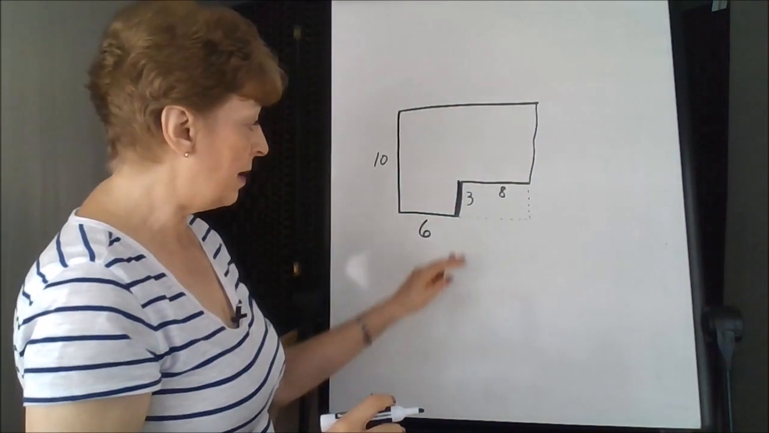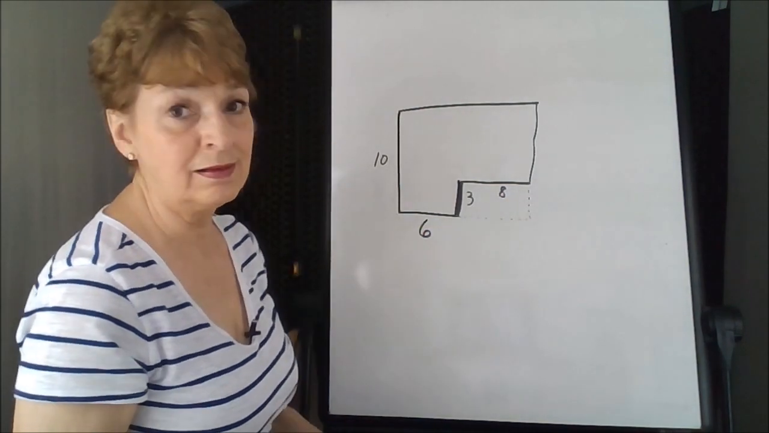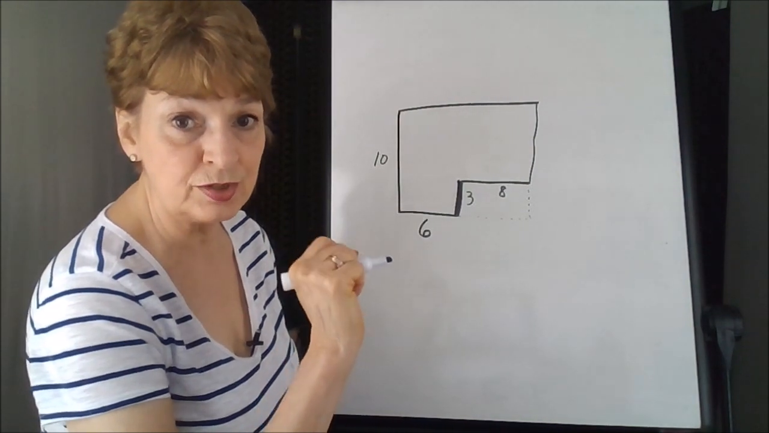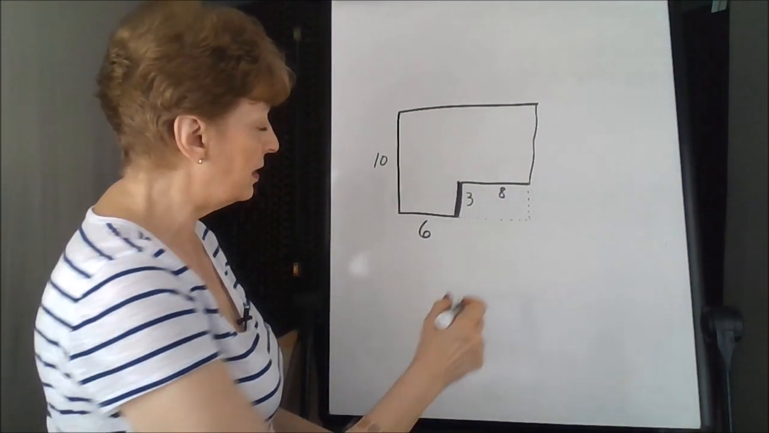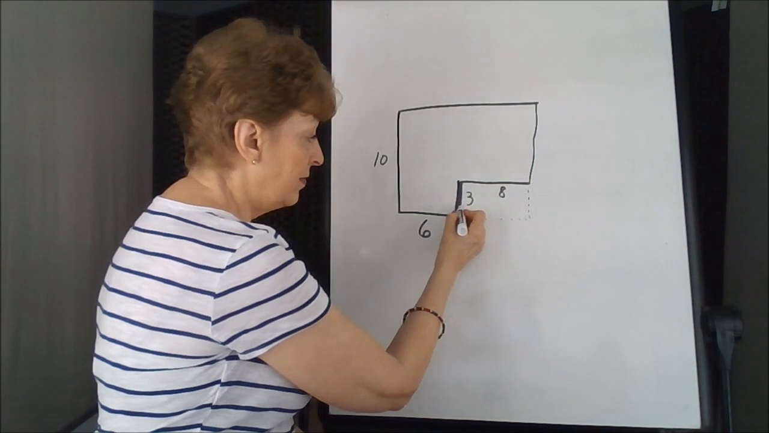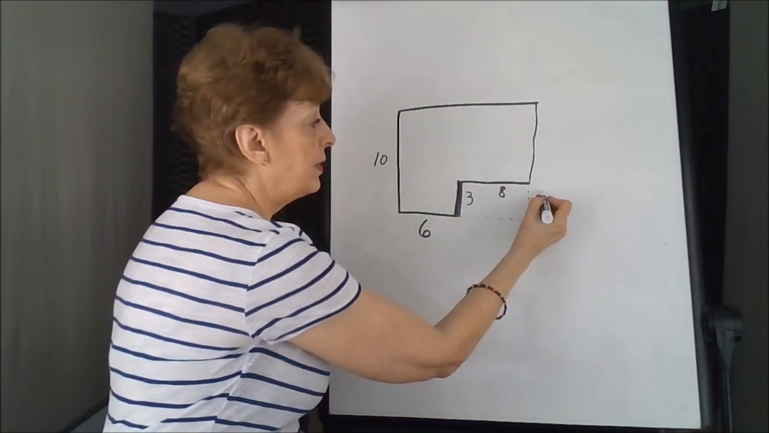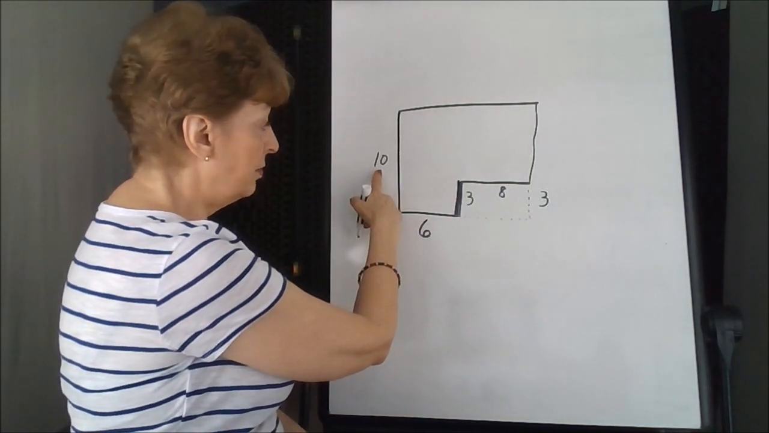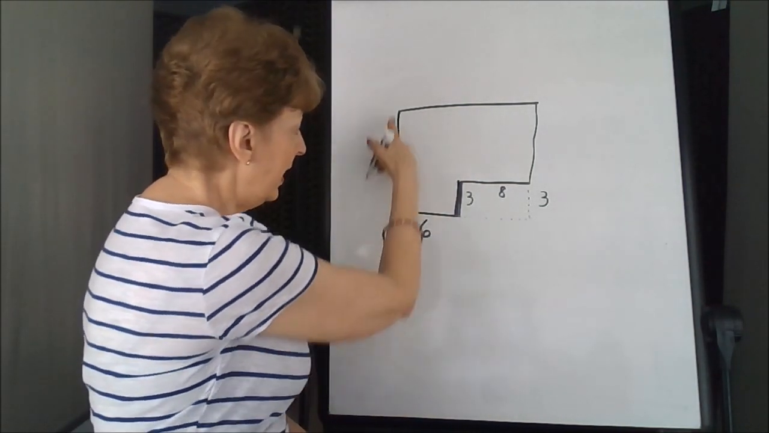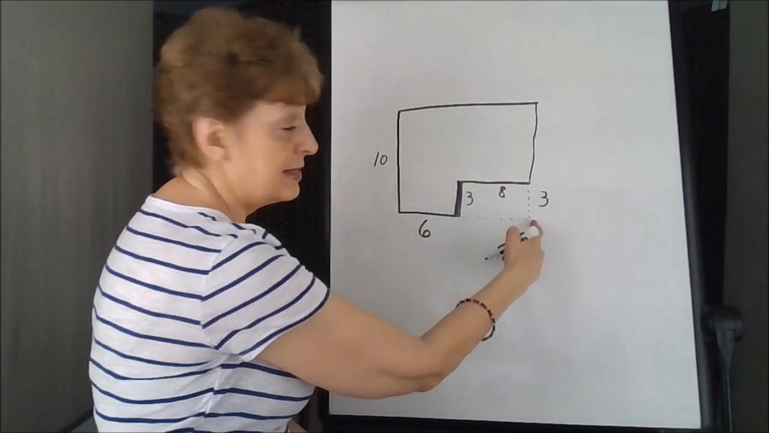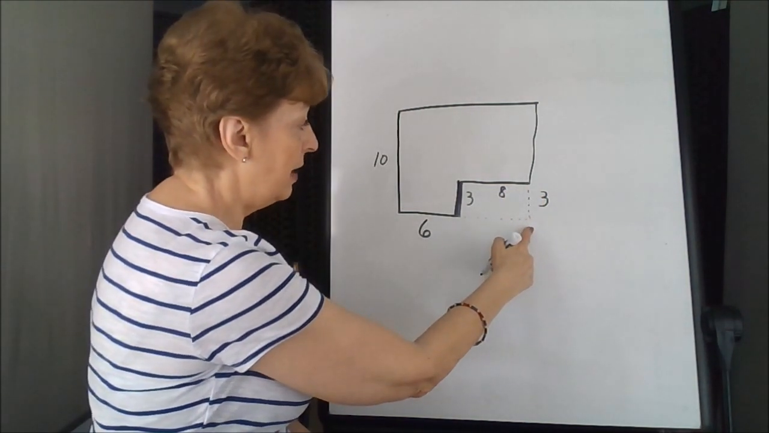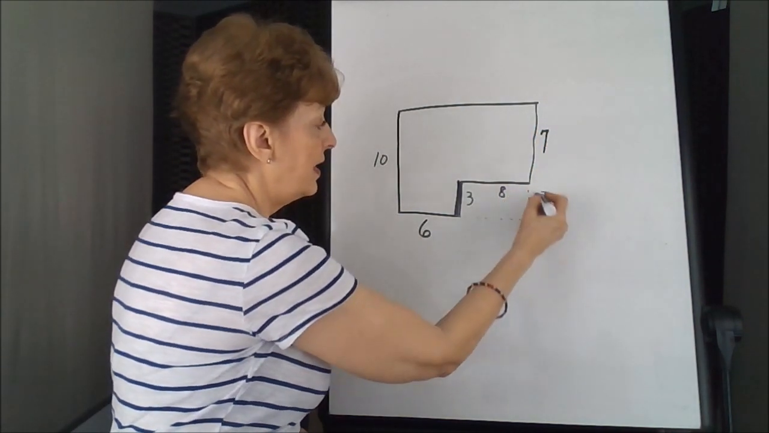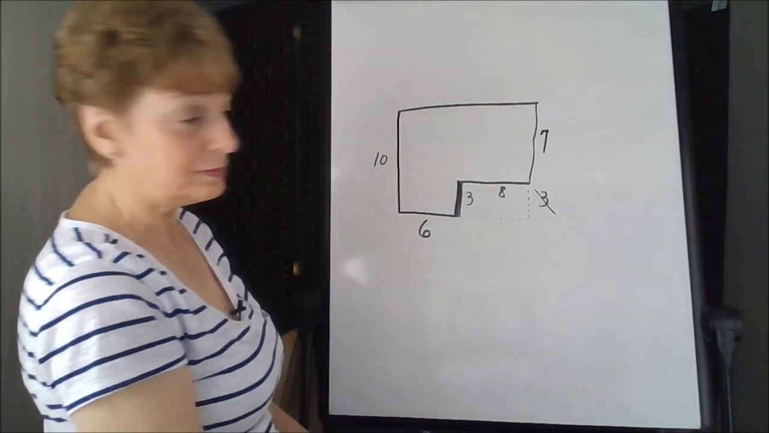And I know that I'm working with a rectangle, and by definition, rectangles have two opposite sides that are congruent. So I can take my 3 here and place it there. Then, with a simple subtraction problem, 10 take away the 3 that's missing from this shape, I would know that this side would be 7. I don't need that number anymore.